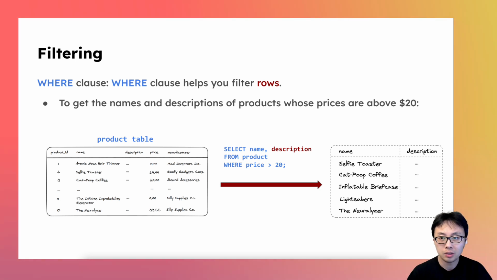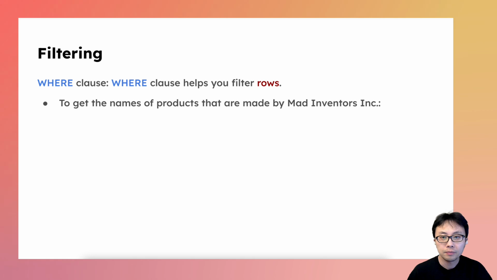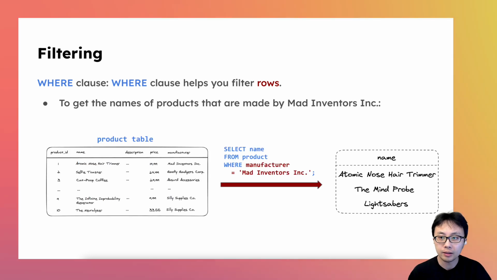What if we have a different condition, such as products from a specific manufacturer, like Mad Inventors? To achieve this goal, we need to check if the manufacturer is Mad Inventors in the where condition. The query will look like this. As you can see, to check equality in a SQL query, it's a single equal sign. You may also notice that the manufacturer name is wrapped up in single quotes. It indicates that this is a string data type.